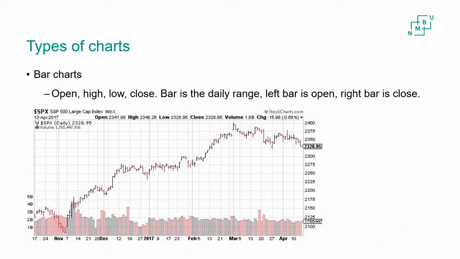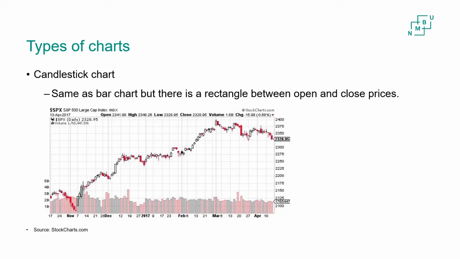This chart contains more information than the ordinary line chart, which usually only contains the close price. A different version of the bar chart is the candlestick chart, where you can more easily see the color coding for an up move or a down move.